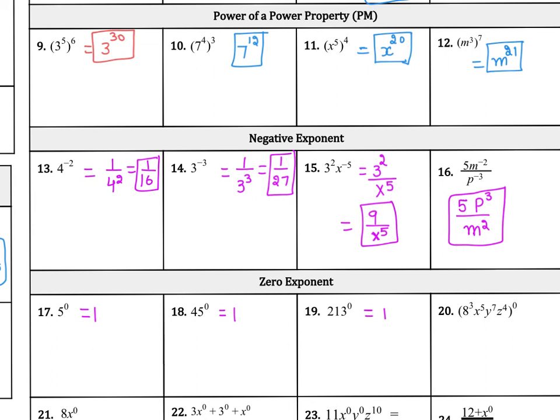For number 20, the whole exponent is 0. So this is in the parentheses, and the exponent for all of them is 0, which means the answer for all of them equals 1.